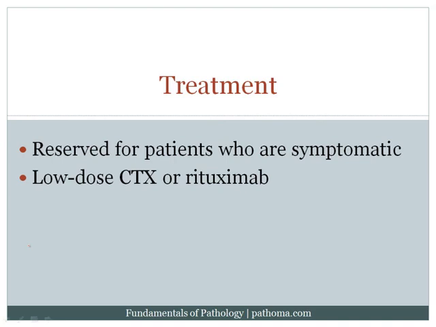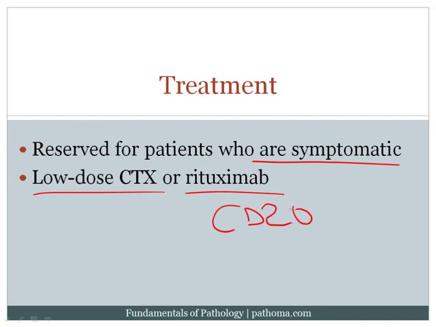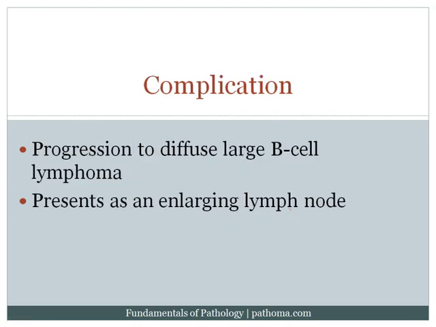Treatment is usually reserved for patients who are symptomatic, and one way by which we could treat is to give low-dose chemotherapy. Another way would be to give a drug called rituximab, which is an anti-CD20 antibody. So this is another way by which we could treat follicular lymphoma. The complication of follicular lymphoma is that it can progress to a diffuse large B-cell lymphoma. So over time, it could actually pick up additional mutations, resulting in a diffuse large B-cell lymphoma, and this would present as an enlarging lymph node.